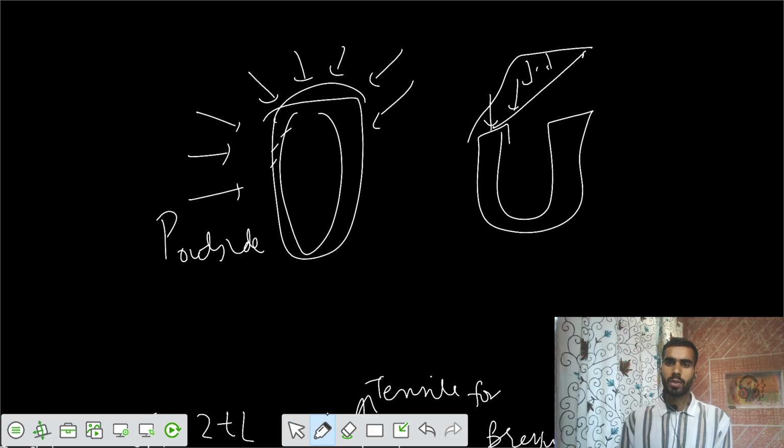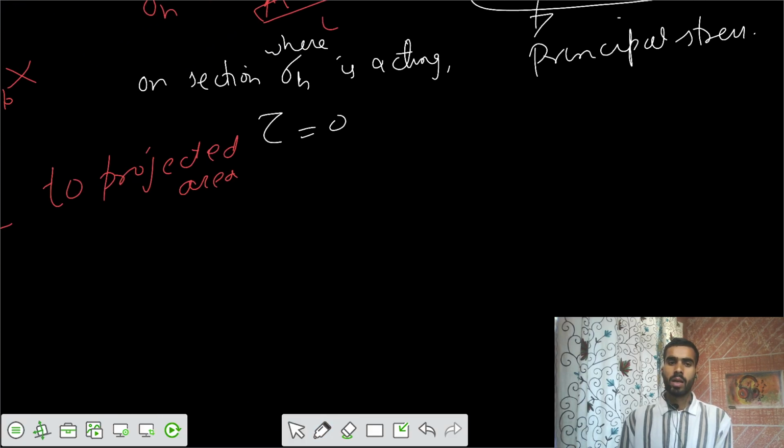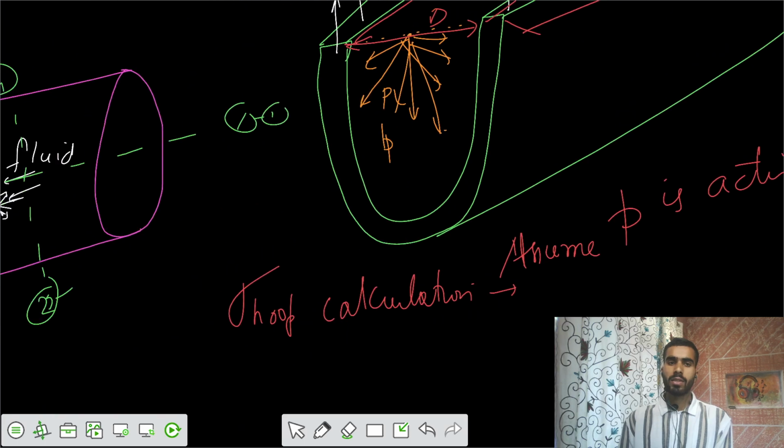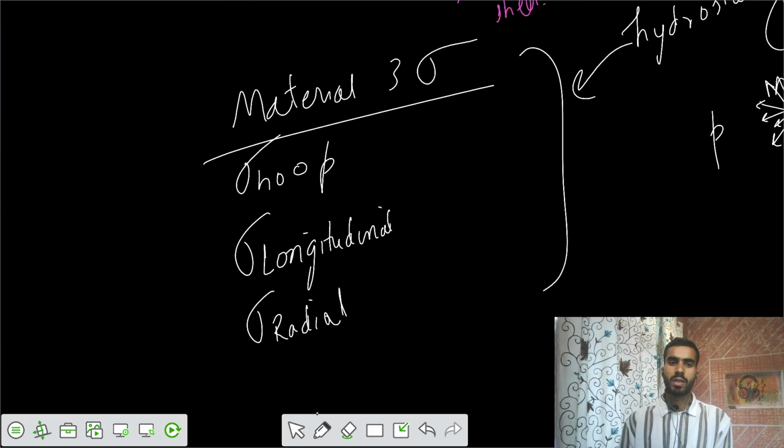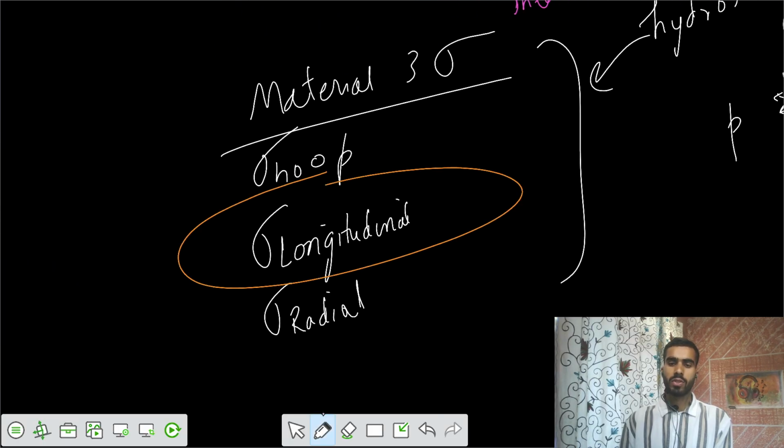That would be compressive because your P is outside, P is in this way, so your sigma hoop would be compressive, minus PD by 2T for the outside pressure. Now let's talk about that second kind of stress we said, that's longitudinal stress. Second is your longitudinal stress.